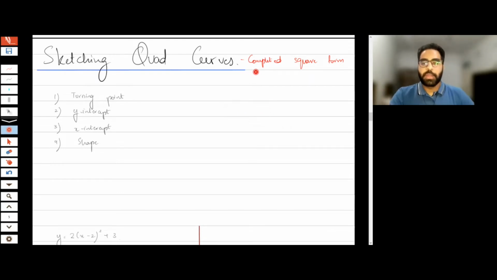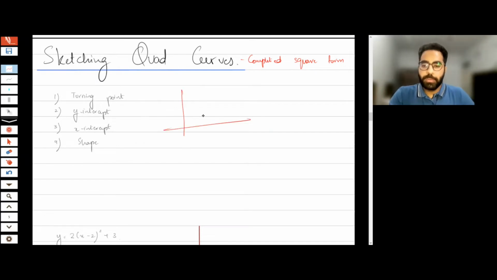Now, for a completed square form, we'll need four things before we can sketch our graph. And what are those four things? One is the turning point, the y-intercept, the x-intercept, and the shape. What do you mean by the turning point? These things have been discussed in the previous video. I'll just recap it over here. The turning point is the minimum point or the maximum point of a quadratic curve. Turning point is also known as the stationary point, something that you need to remember.